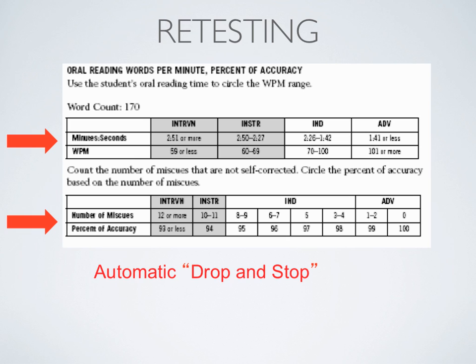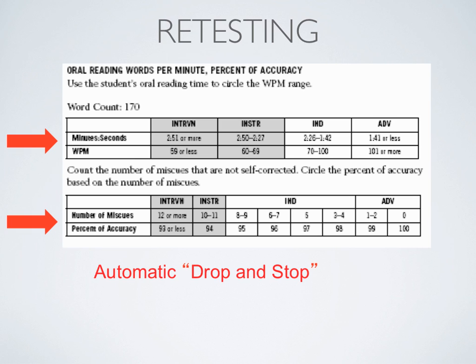The DRA requires retesting. It's sort of a fact of life. One of the reasons why you would retest in the DRA is if a student is reading either too slowly or has too many miscues. On the tests themselves, the intervention and instructional level, these shaded areas don't always show up on the yellow forms, but if you have a child who is in either of these areas or both, it's important that you assess whether or not you need to stop this particular test and drop down to a lower level.